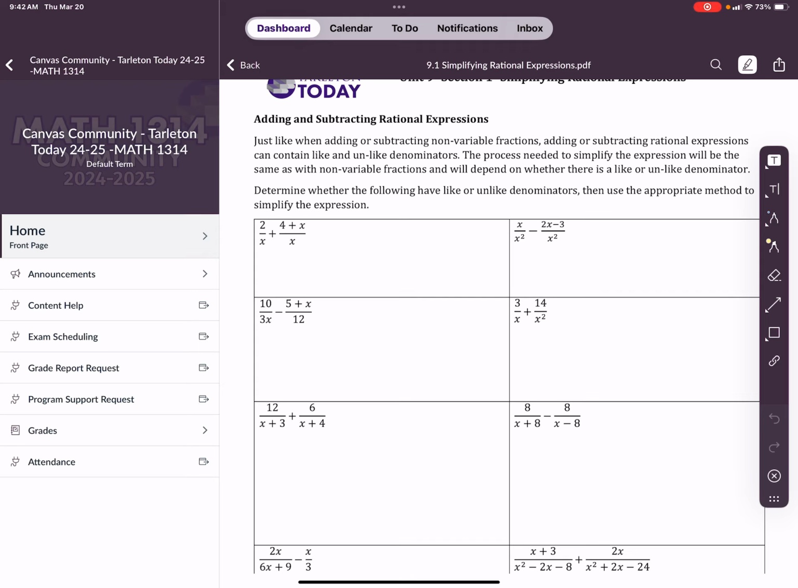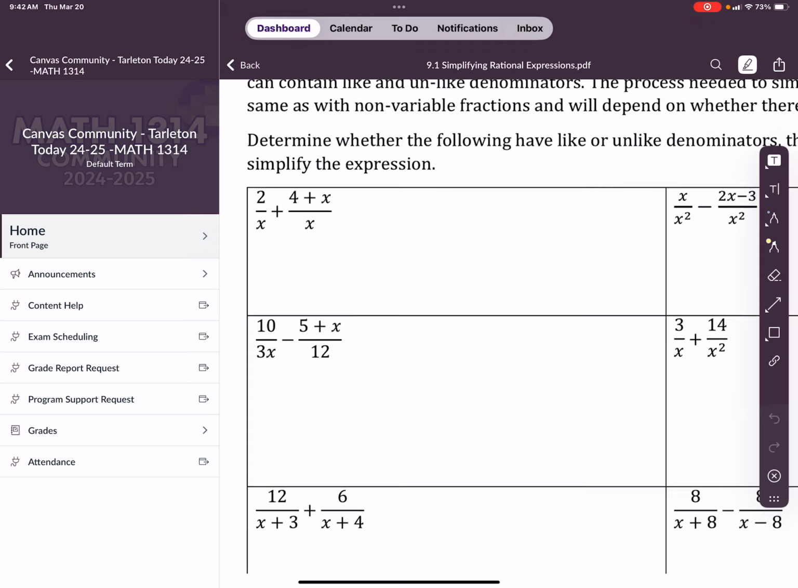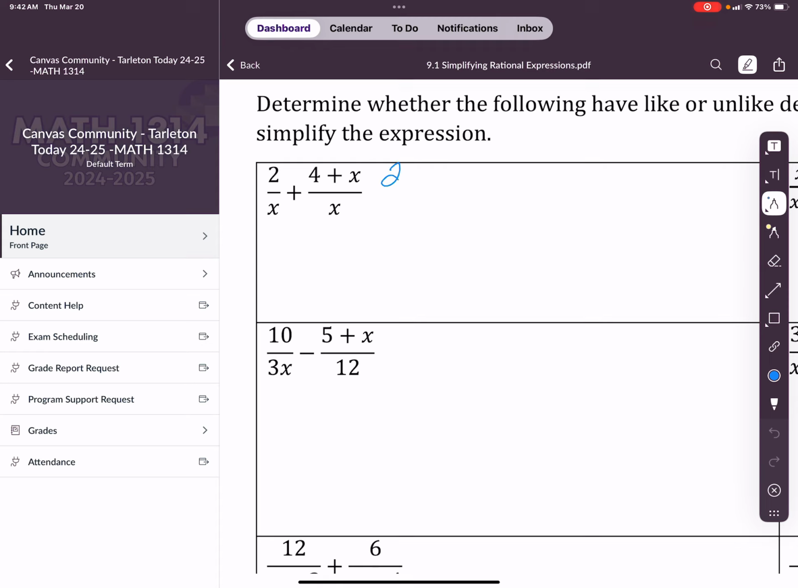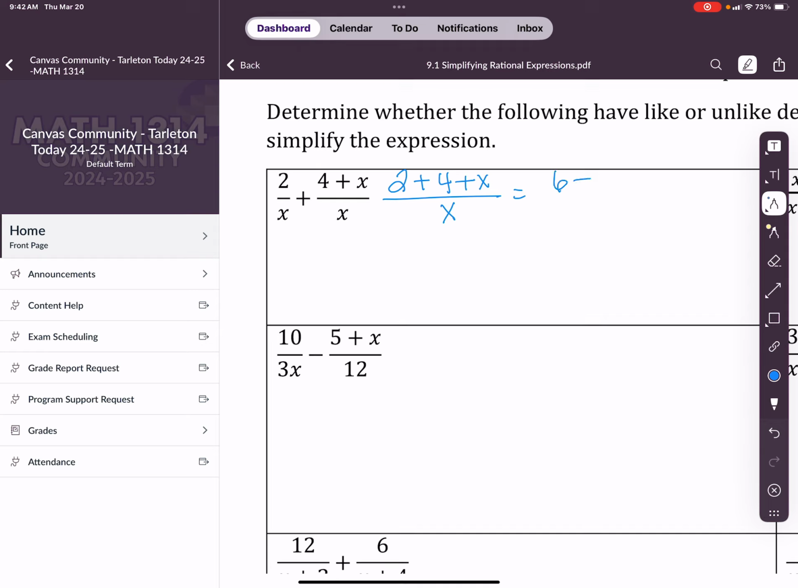So our first example here, they both have a denominator of x. Whenever they have the same denominator, it makes it super simple. You can just add the top. So this would become 2 plus 4 plus x over x. And then we would just combine like terms. So 2 plus 4 gives us 6. So this would be 6 plus x over x.